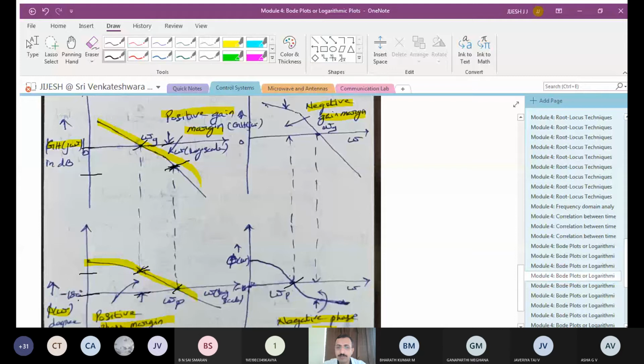At this crossover, after that you have to plot dotted lines towards this point. You get one point here. So the corresponding difference from here to here is called the negative gain margin. If it comes above the zero axis, you call it the negative gain margin.